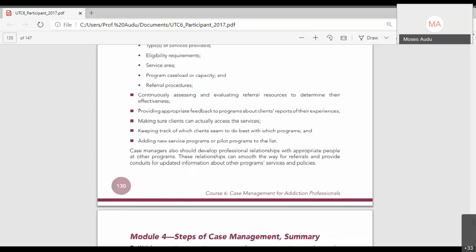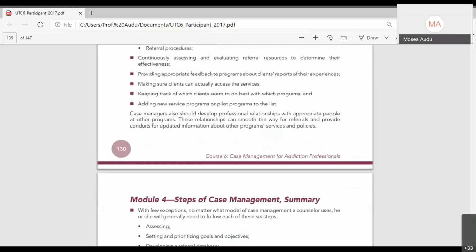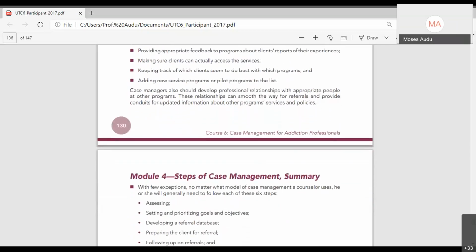So case managers also should develop professional relationships with appropriate people at other programs. These relationships can smooth the way for referrals and provide conduits for updated information about programs, services, and policies. So that's what we do as a case manager.